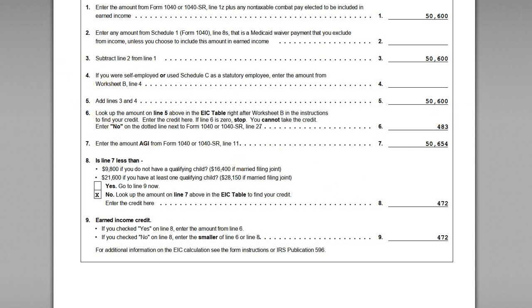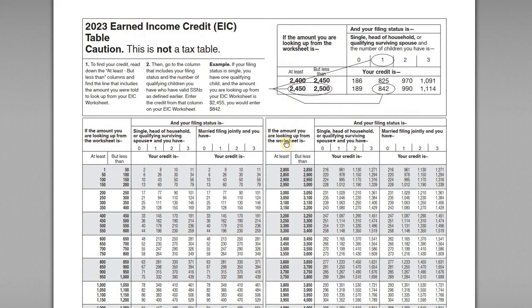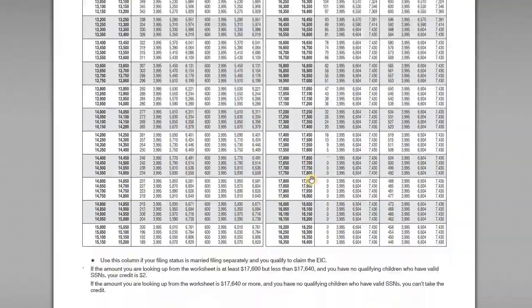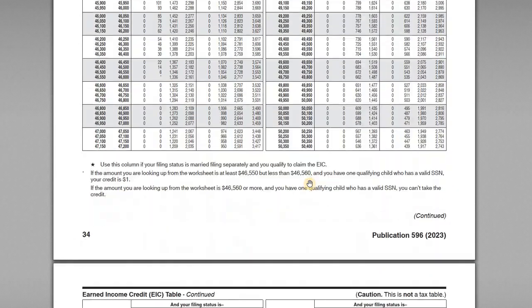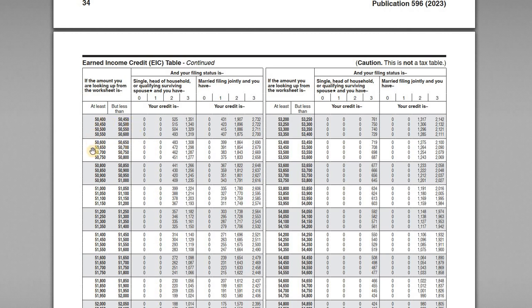So if we go to the EIC tables, and so the publication, and we jump down to the tables, we need to look up the $50,600 number. And so the way these worksheets operate is you're looking for the income within the ranges here in these columns, and then you move from left to right depending on how many qualifying children you have, and then what is your filing status. So if we jump down to $50,600, I'll scroll through pretty quickly here. So $50,600, we're going to be up over here in this range, right?